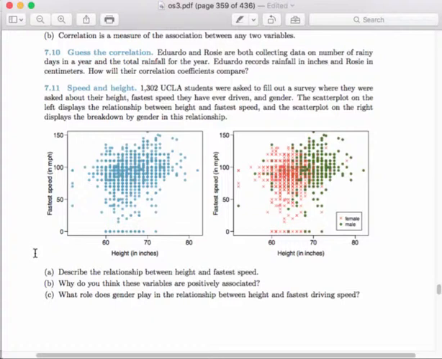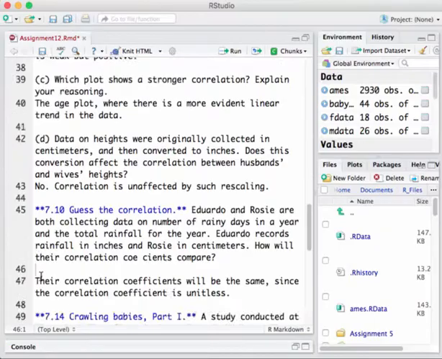So we're making an assumption here that they're both collecting the same data. It's just that one of them, Eduardo, is collecting it in inches, and the sane person, Rosie, is collecting it in centimeters. So how would that affect the outcome?